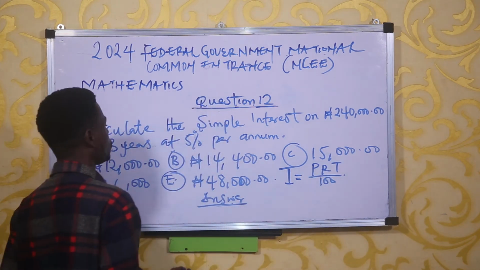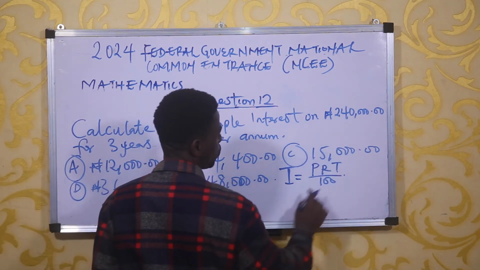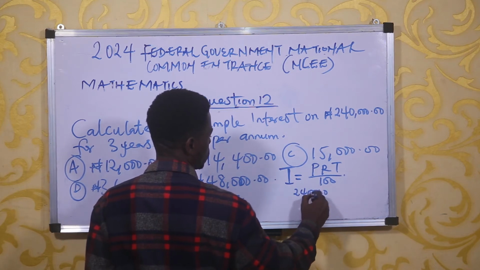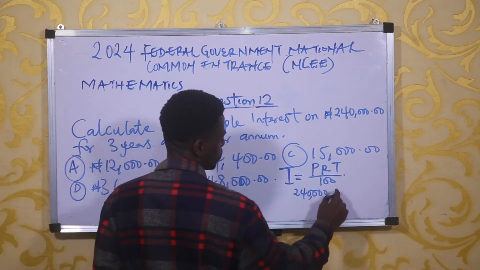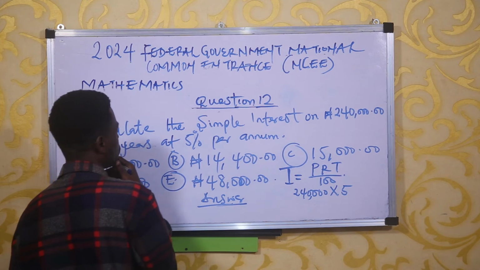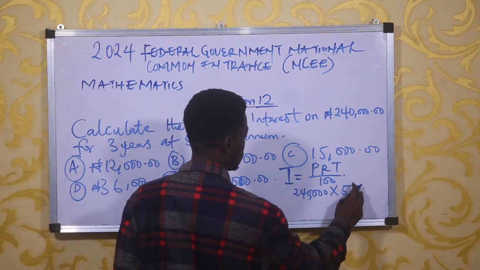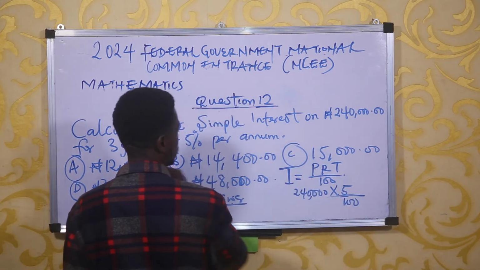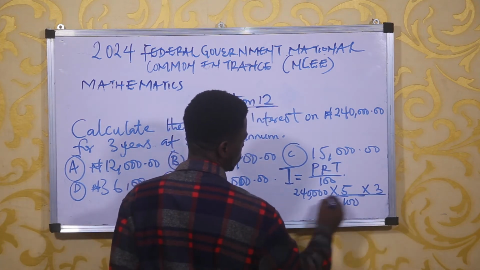So to get our answer, our principal there is 240,000 naira, right? 240,000. What's our rate there? Our rate is 5%, times 5. Then that's 5%, that's 5%, that's 500. Then times 3. Just put it this way.